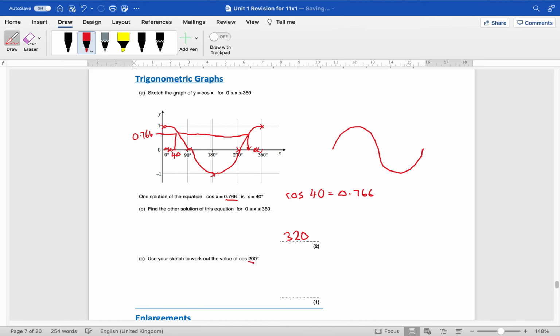I don't really understand why they asked you for 200 here. If I was them, and I think this might be a misprint, I would have asked for 220, and here's why. 220 has a gap there of 40, and because we're coming from away from the x-axis towards it, that is just the negative version. So the answer to that would be minus 0.766. We haven't got any info about 200. It would just be an estimate.